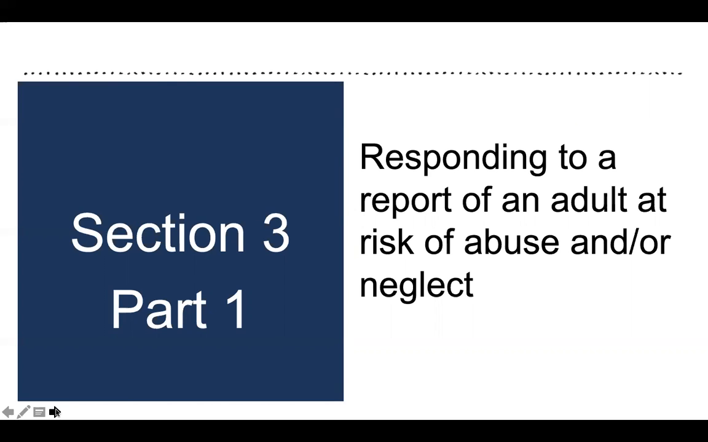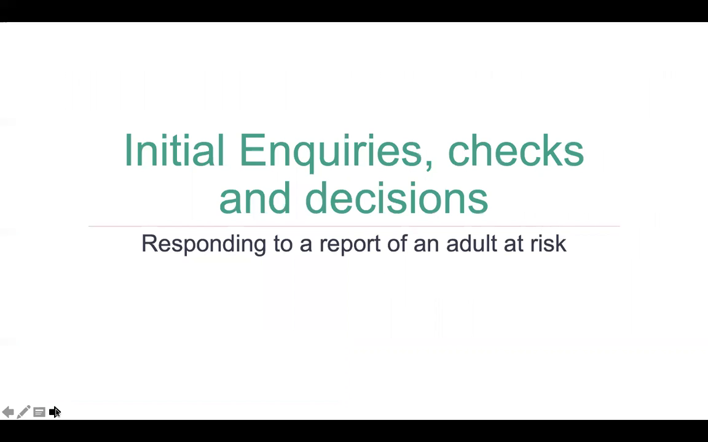So starting with Section 3, Part 1, this part of the section deals with how we respond to a report of an adult at risk in relation to inquiries, checks and decisions that have to be made.